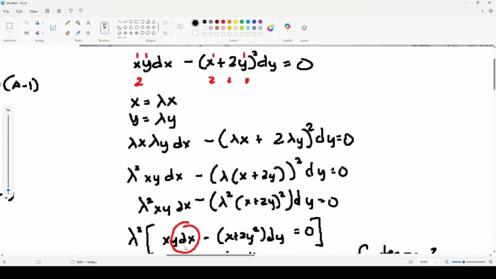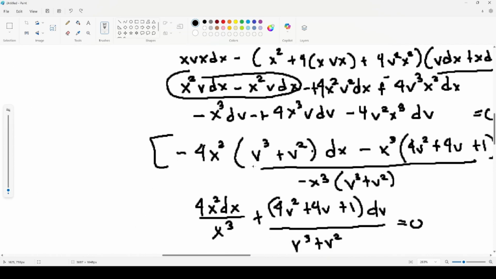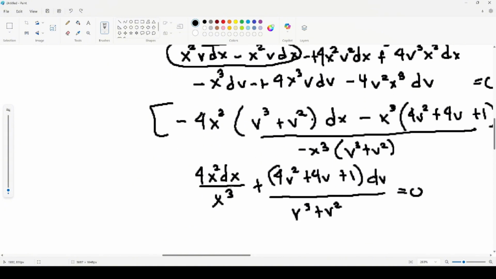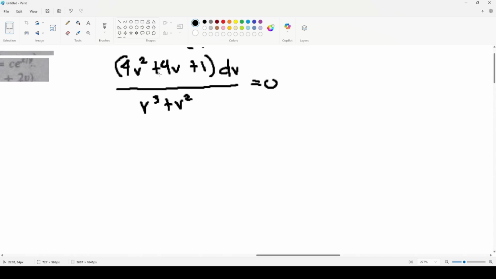Okay, what else? Do we have the correct denominator? Okay, v cubed, 4v cubed, 4x squared. So for partial fraction, what we're going to do for this fraction is apply partial fraction.